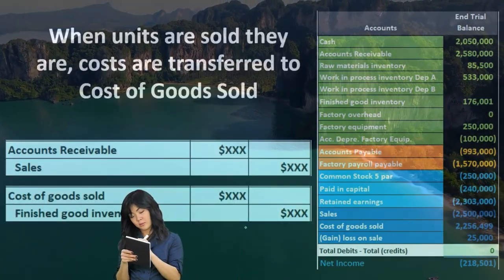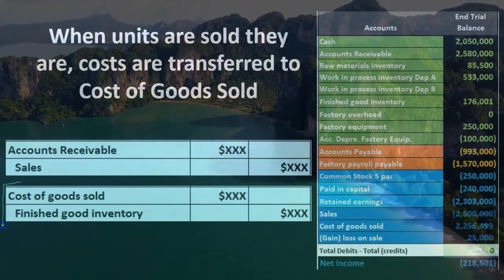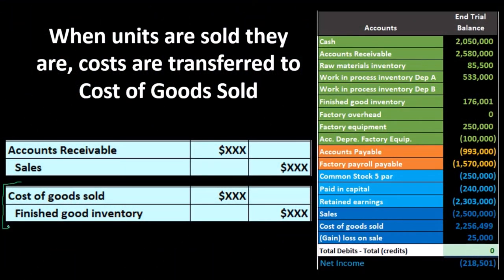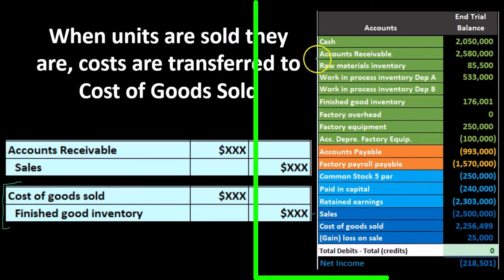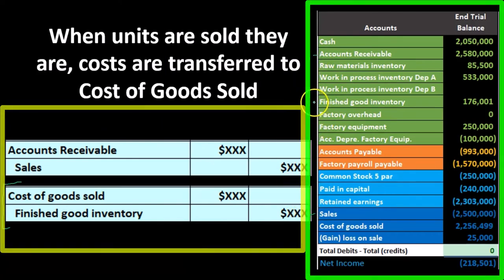So if we look at the journal entry, there's two things that really happen here. We're concentrating on the cost of goods sold, the part of the journal entry that usually gets less attention. So when we make a sale, we're going to increase accounts receivable, increase sales. So this item and this item. The other thing that happens, of course, is the finished goods inventory in a process cost system goes down with a credit, and the debit is the cost of goods sold.